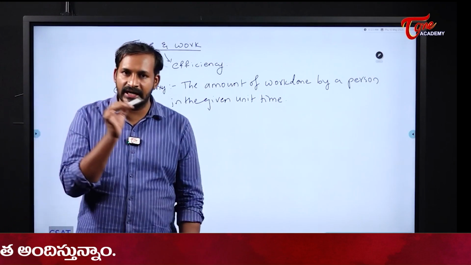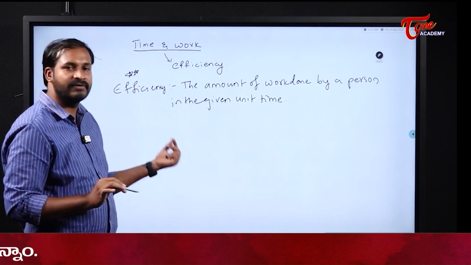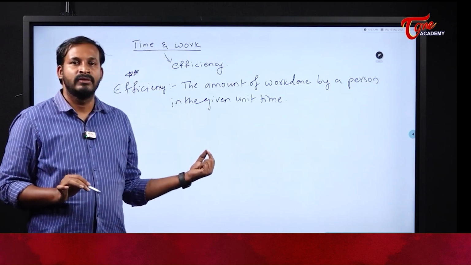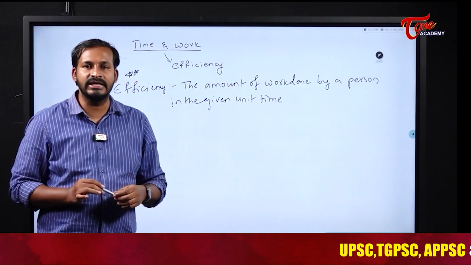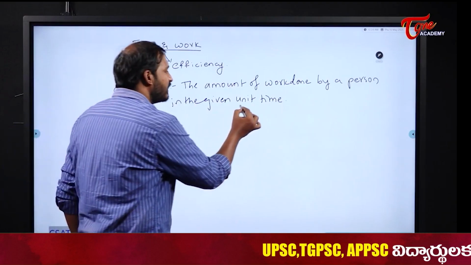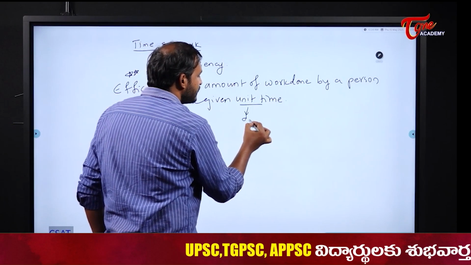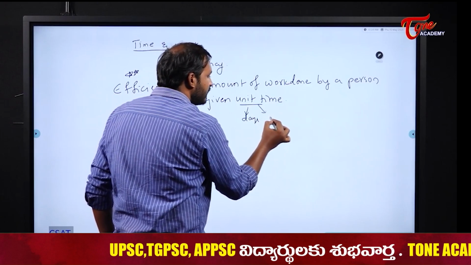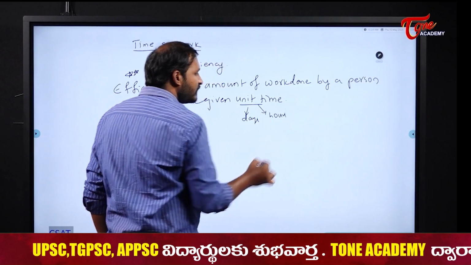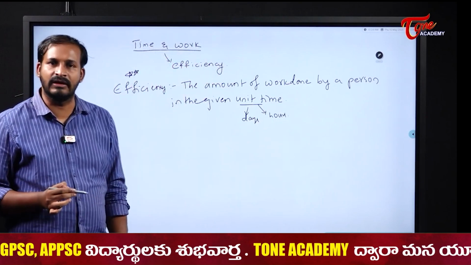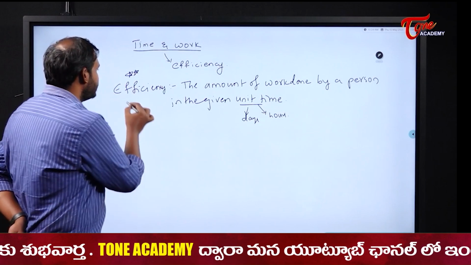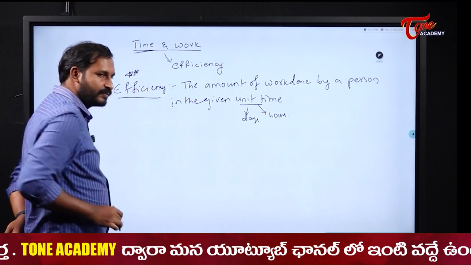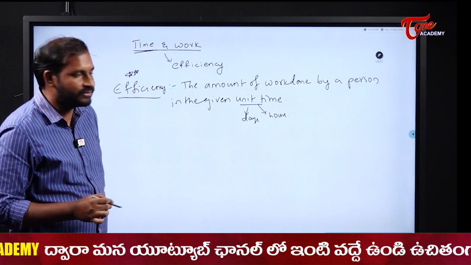See students, our entire time and work we are going to solve with the help of efficiency only. The amount of work done by a person in the given unit time we will call efficiency. That unit time can sometimes be days or sometimes hours, depending on the question. Now see here students, how is this efficiency related to the time?